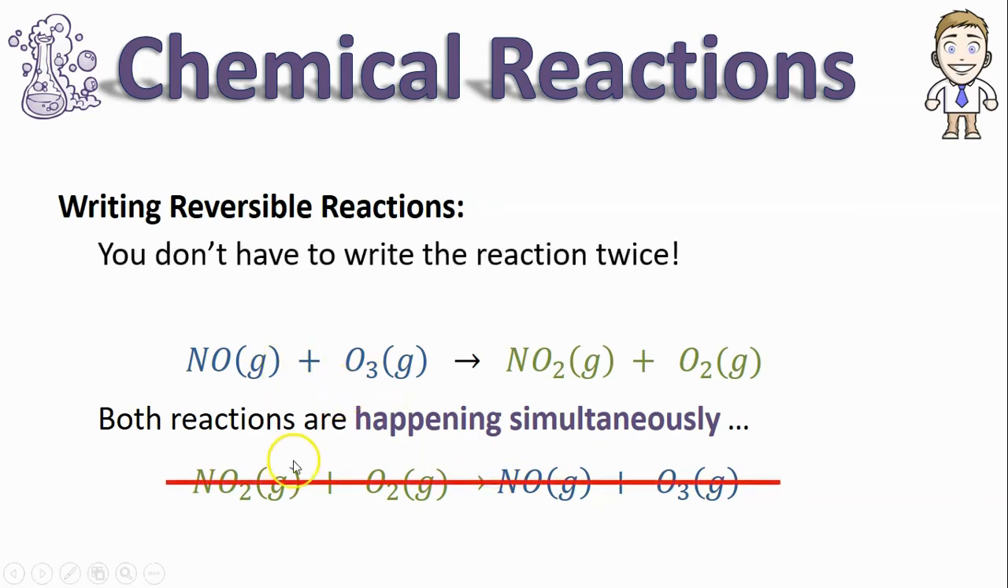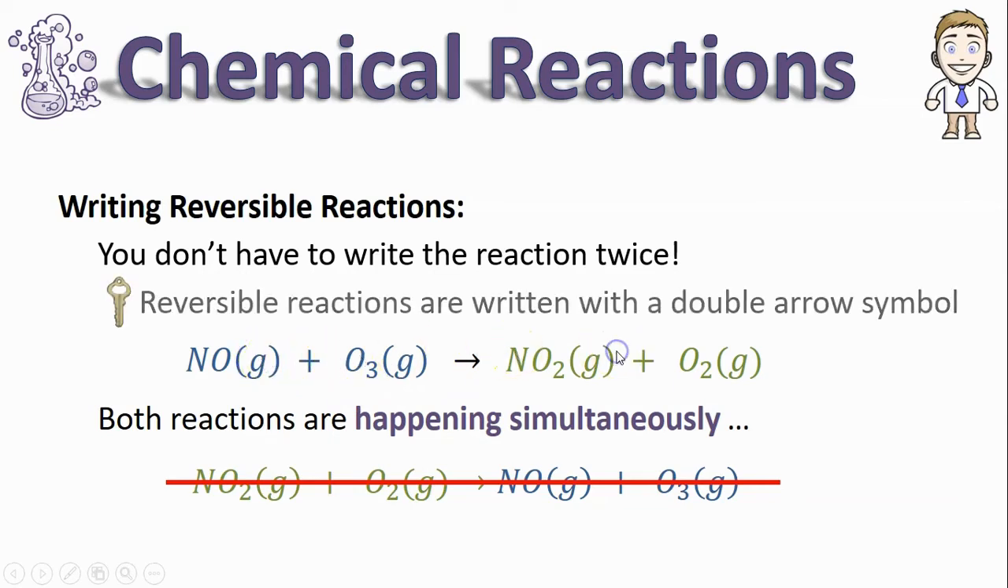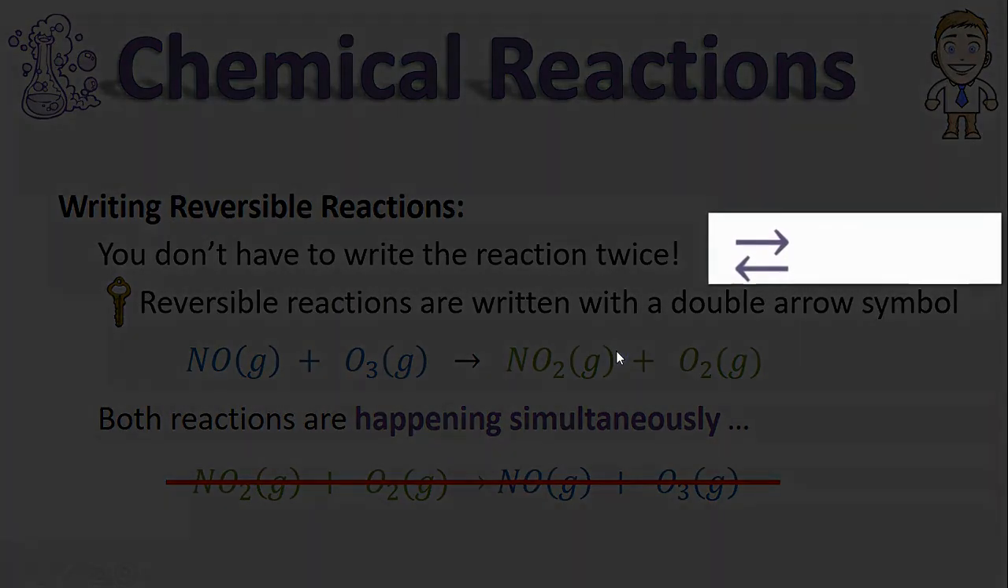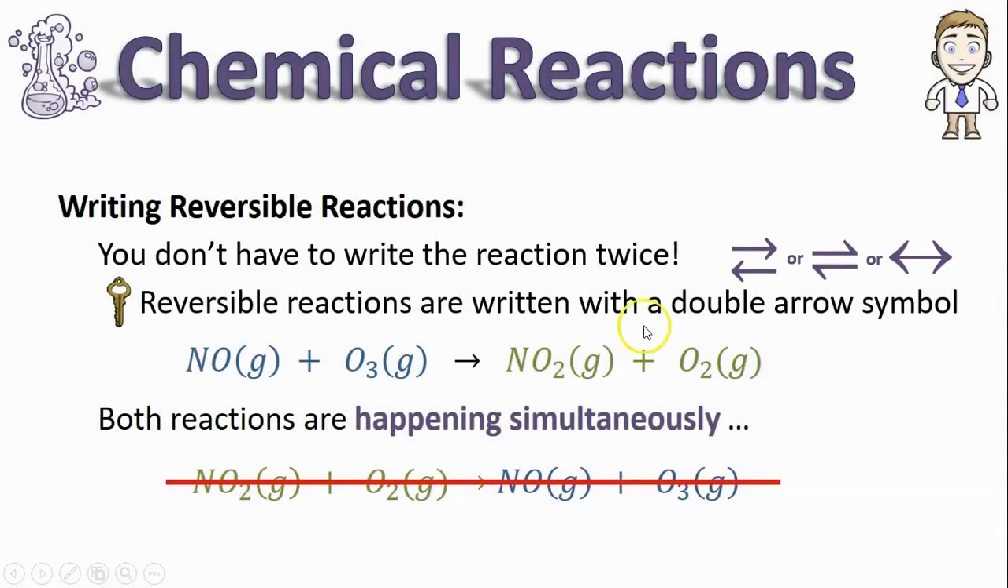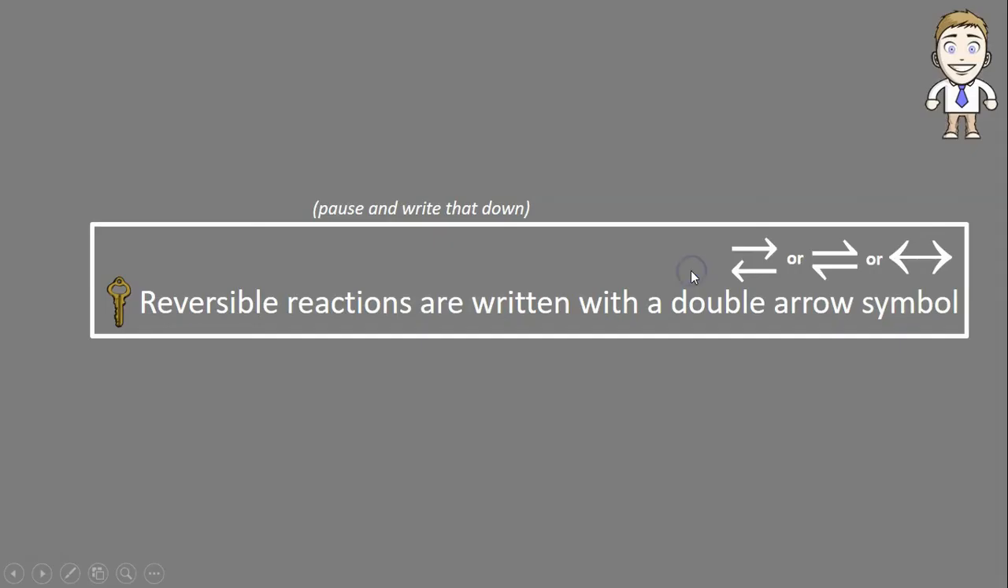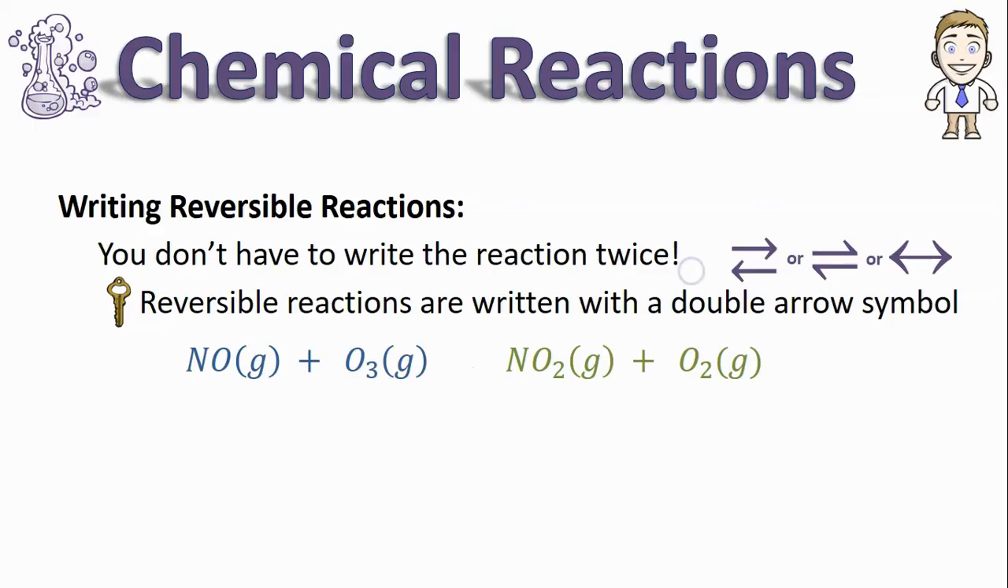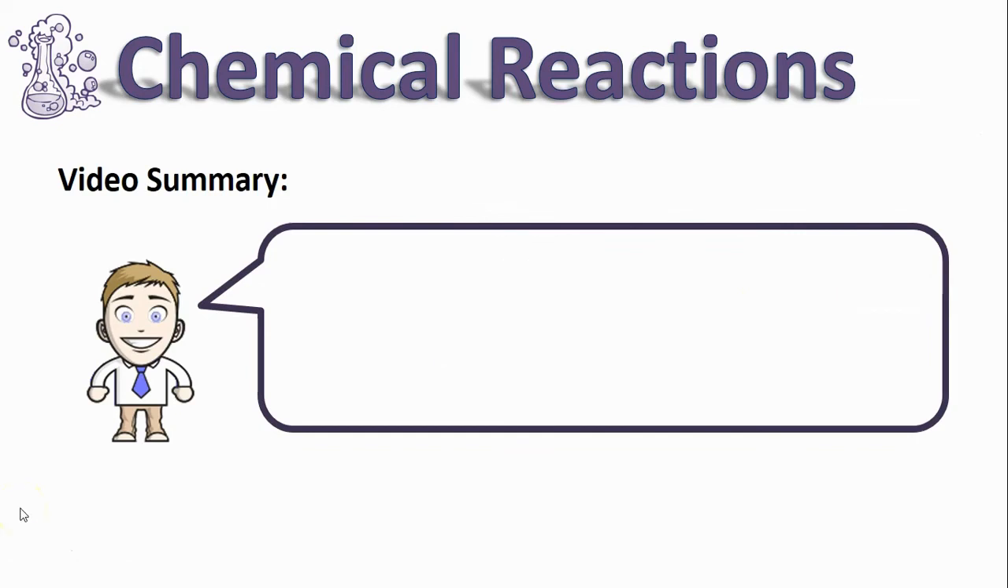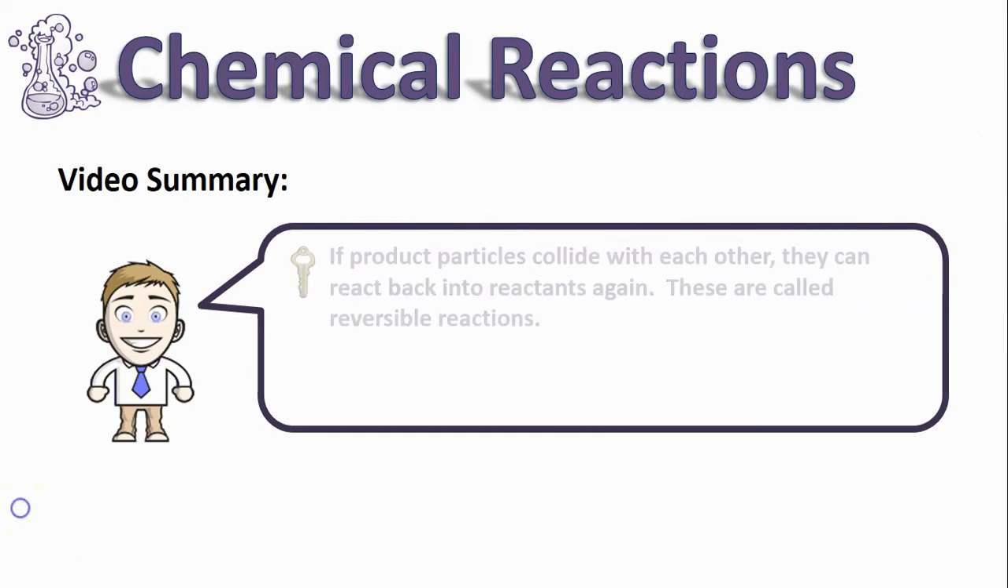Even though it can happen both directions, we typically still just write the reaction in one direction, but instead use a special arrow. There's 3 different versions of this special arrow you could see, indicating that it goes forward and also reverse at the same time. So for reversible reactions, you can expect to see, instead of an arrow that moves only in the forward direction, this special forward and reverse arrow. That concludes this video on reversible reactions. Here's a brief summary.